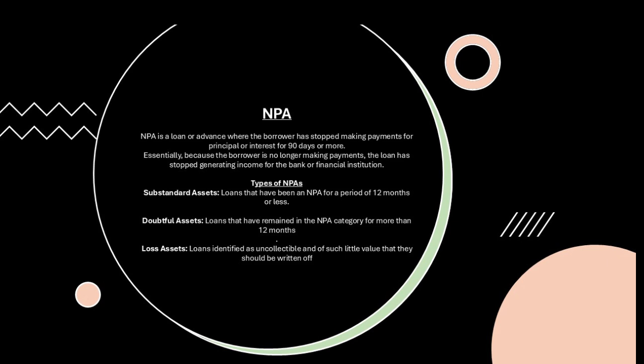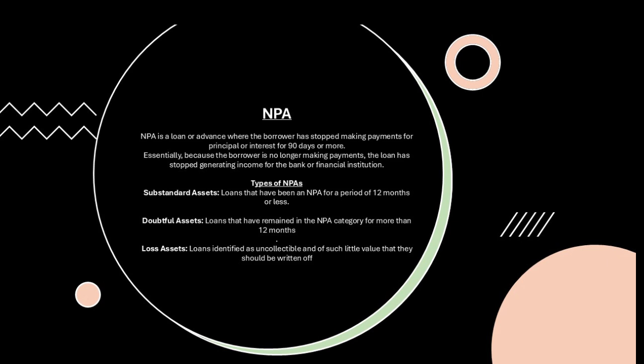There are three types of NPAs. One is substandard assets, where the loan is in NPA state for a period of 12 months or less. The second one is the doubtful assets. The loan remained NPA for more than 12 months.